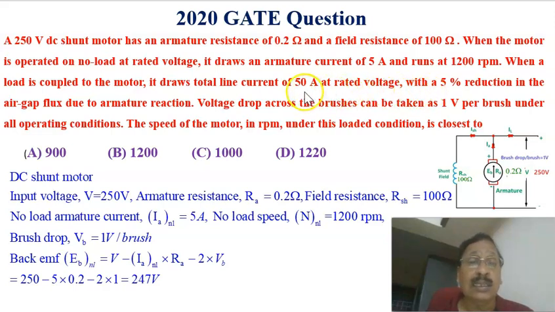it draws a total current of 50 amperes at the rated voltage. Therefore, under loaded condition, it is taking a total line current of 50 amperes, with a 5% reduction in the air gap flux due to armature reaction. The voltage drop across the brushes is 1 volt per brush under all operating conditions. The speed of the motor in rpm under loaded condition is closest to how much? That's the question.